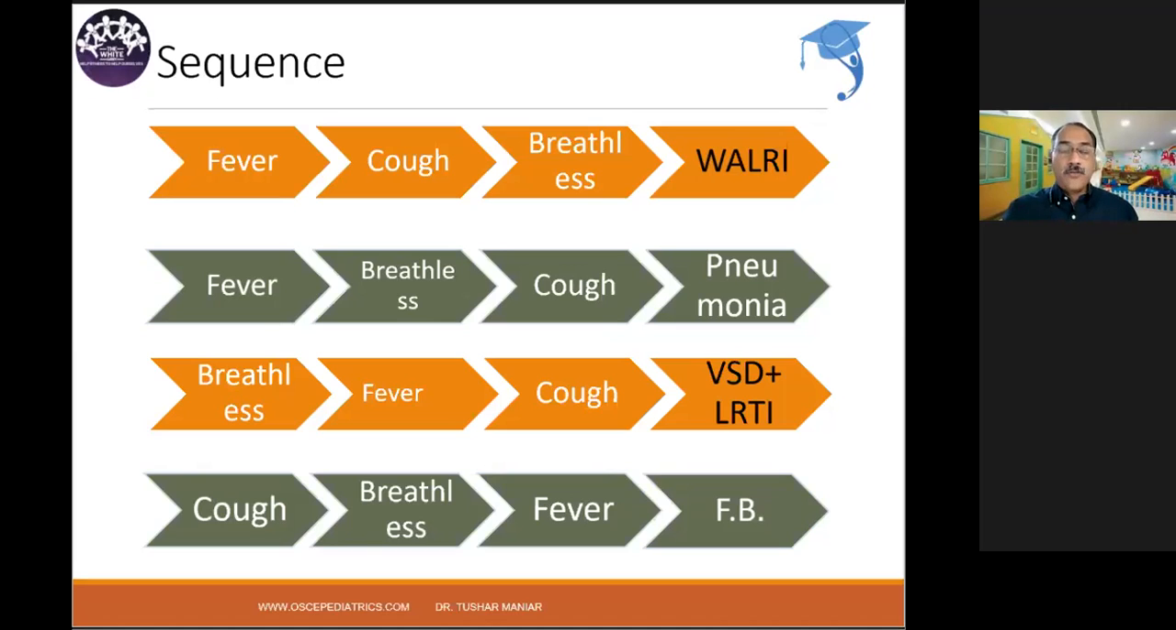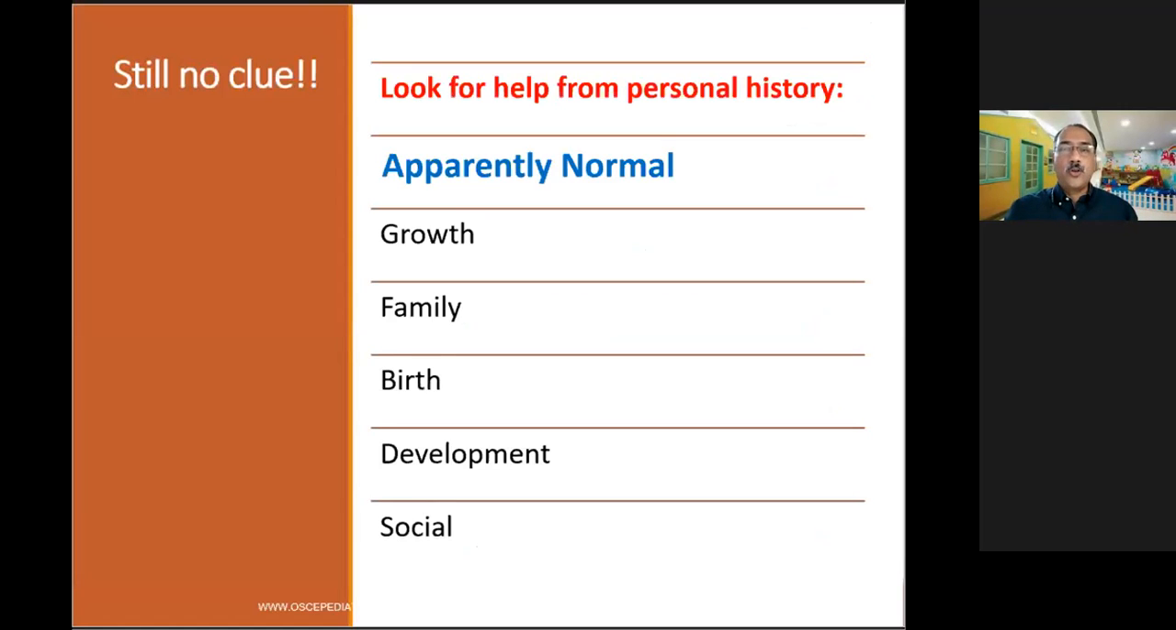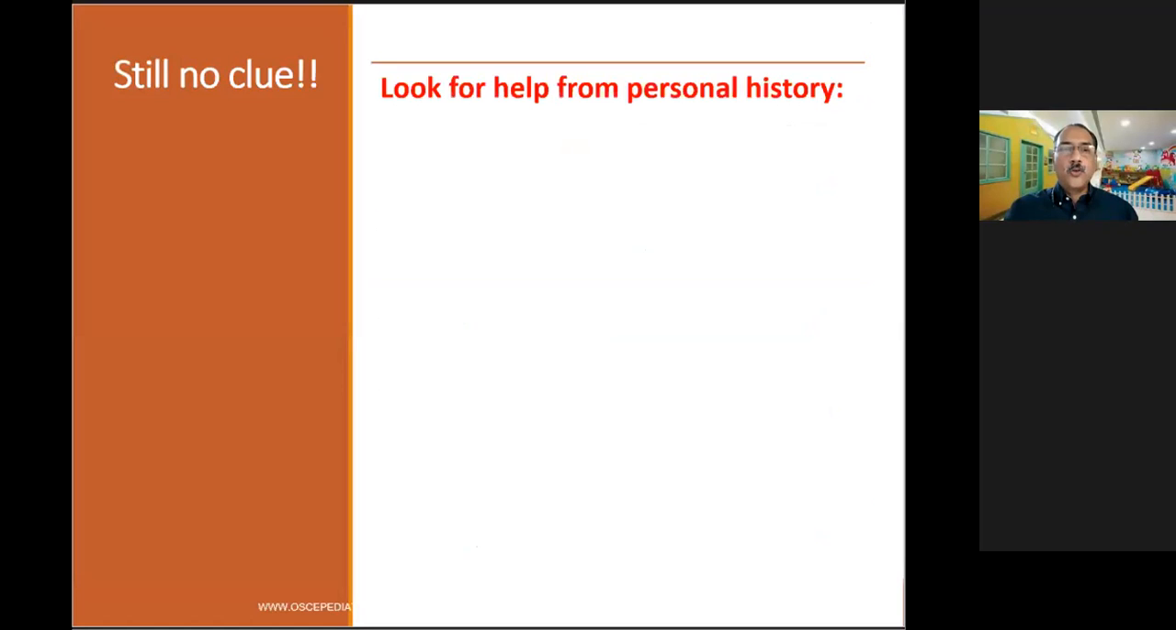But suppose after doing all this you still have no clue, then you look for a clue from the other side that we call the left side.